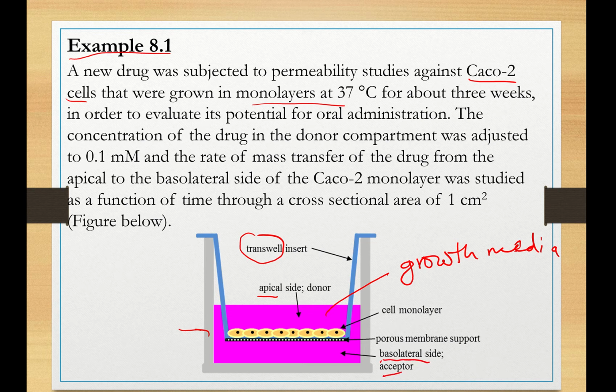That's the acceptor. Okay. Now the concentration of the drug in the donor compartment was adjusted to 0.1 millimolar. So we have added 0.1 millimolar here of drug. The cross-sectional area was adjusted to 1 centimeter squared. Okay, so that's the sectional area that the drug goes through the membrane. So that's the membrane cross-sectional area.